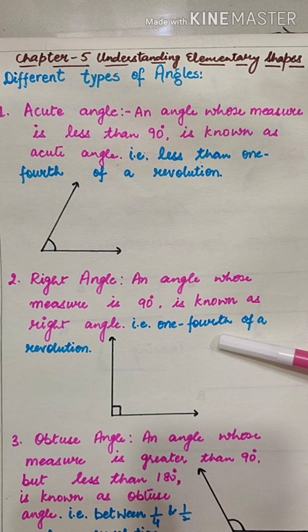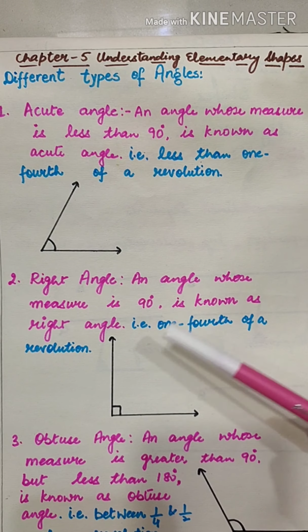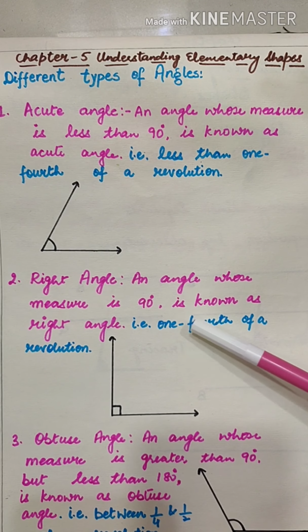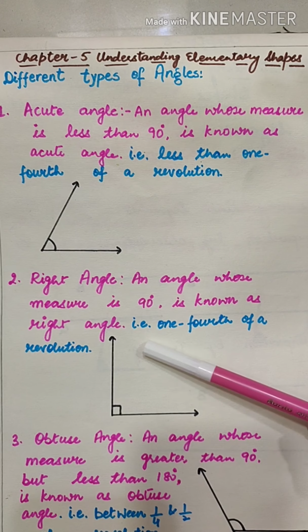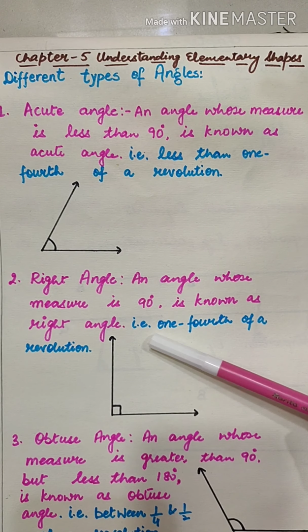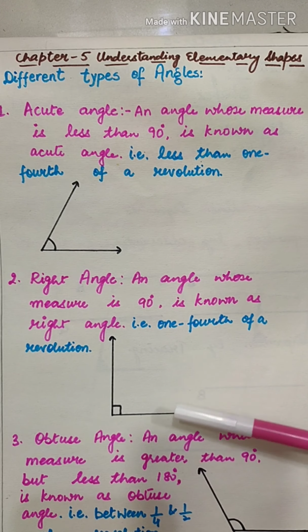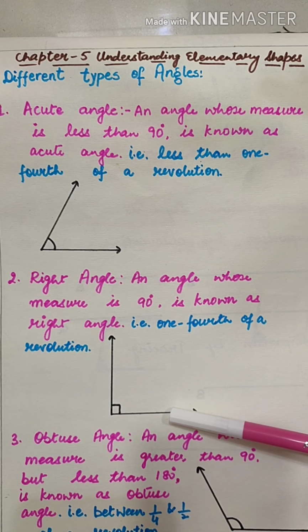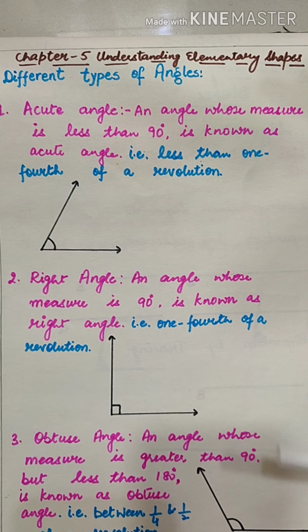Next is right angle. An angle whose measure is 90 degree is known as right angle. So this is the example of right angle, that is 1/4 of a revolution. Here it makes the revolution of 1/4.